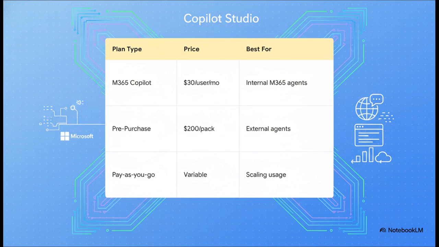But if you want to publish a bot to the outside world, like a customer-facing bot on your public website, you'll need a standalone plan. You can do the pre-purchase plan, which is $200 a month for a pack of 25,000 credits, or you can use a flexible pay-as-you-go model tied to an Azure subscription, which is great for scaling without a big upfront commitment.